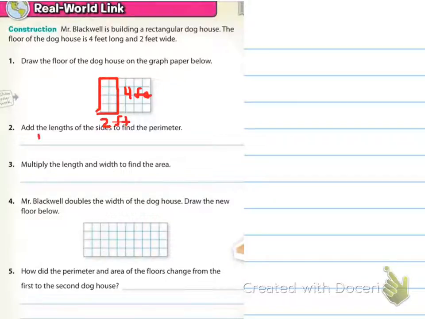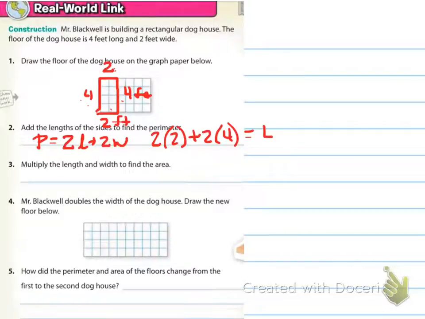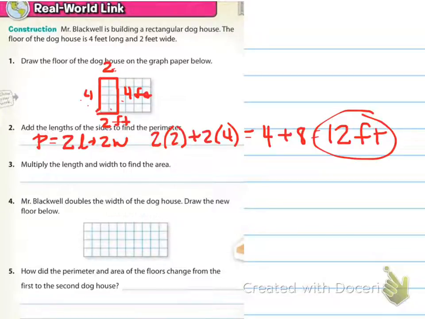We should know that finding the perimeter of a rectangle is 2 times the length plus 2 times the width. The reason it's 2 times is because this other side is also 2, and this other side is 4. So it's really 2 times the 4s, and then 2 times the 2s. So 2 times 2 plus 2 times 4. We do the 2 times 2 first, which is 4. Then we do the 2 times 4, which is 8. And we end up with a 12-foot perimeter. So the answer to number 2 is the perimeter is 12 feet.